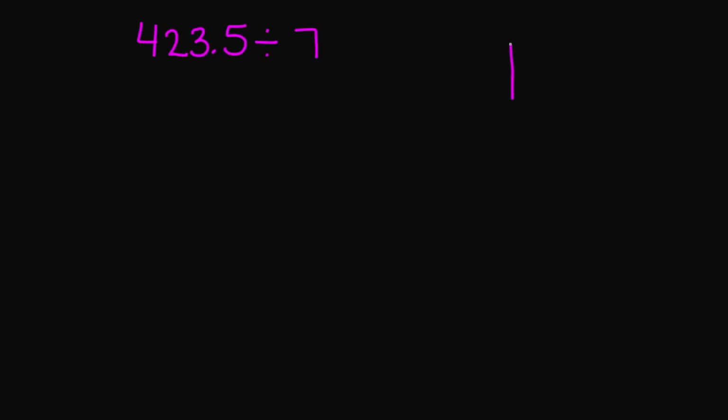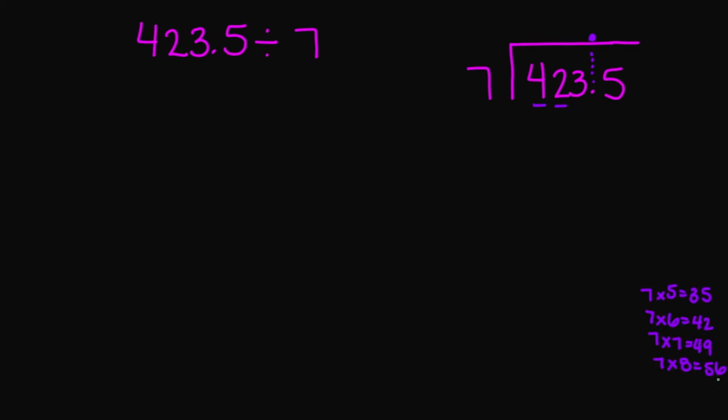So let's go ahead and try this example here. I'm going to set up our division problem. 423.5 on the inside and your 7 is on the outside. My new decimal point is going to fall in my answer. It's going to fall right here. So let's divide. 7 goes into 4 how many times? It doesn't go, it's too small. What about 7 goes into 42? The closest number that we can use is going to be 7 times 6. That's going to give us 42.